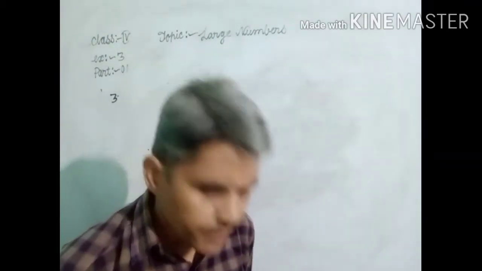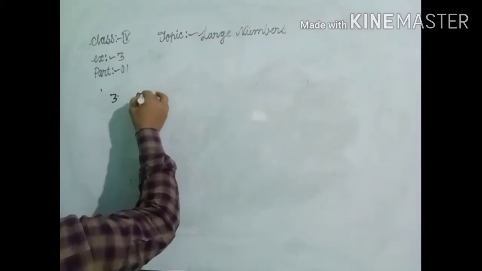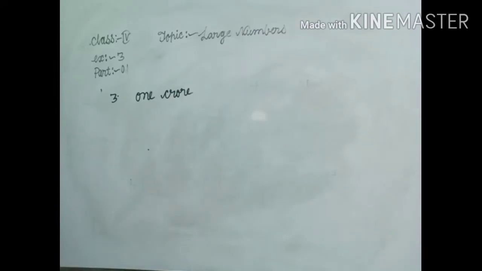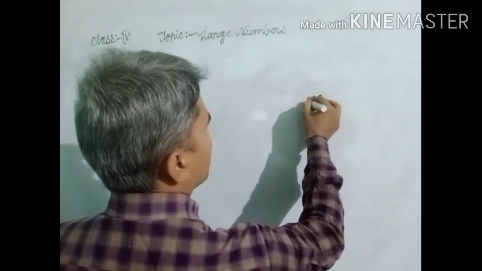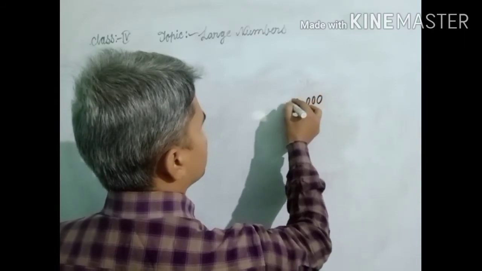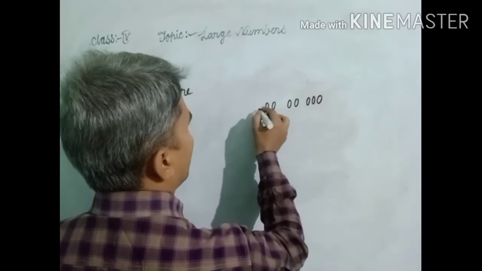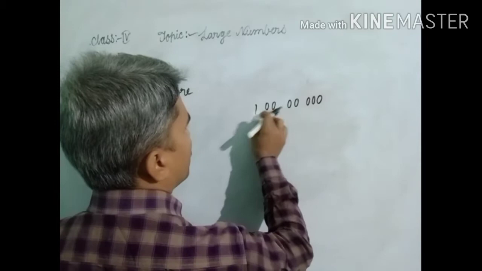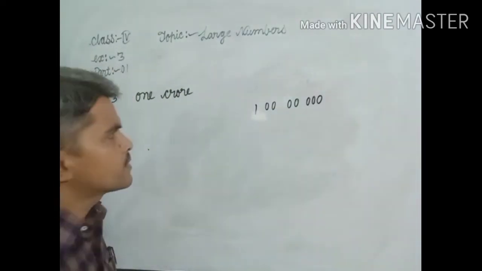Third question, writing figures. Suppose here 1 crore. Ones, tens, hundred, thousands, 10,000, lakh, 10 lakh, and crore. Ones, tens, hundred, thousands, 10,000, lakh, 10 lakh, crore. Right? In this way. No problems.